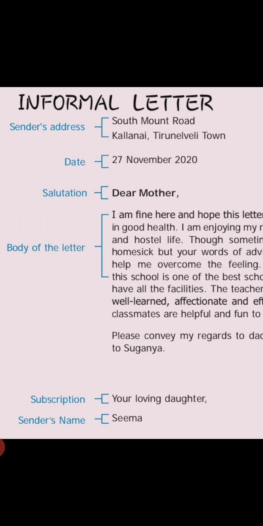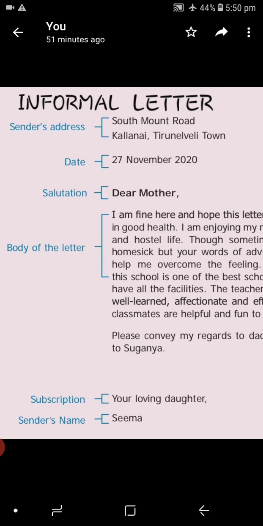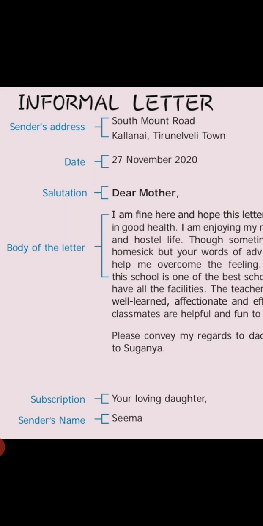What is the difference between a formal letter and an informal letter? A formal letter includes the sender's address, date, then receiver's address, then subject, then salutation, body of the letter, closing paragraph, complimentary clause, subscription, sender's name. Okay, but an informal letter includes the sender's address, then date, salutation, body of the letter, closing paragraph, complimentary clause, subscription and sender's name. You should write some letters and practice.